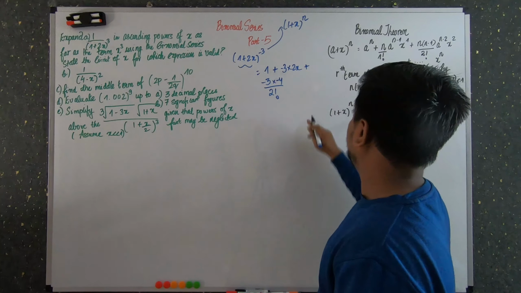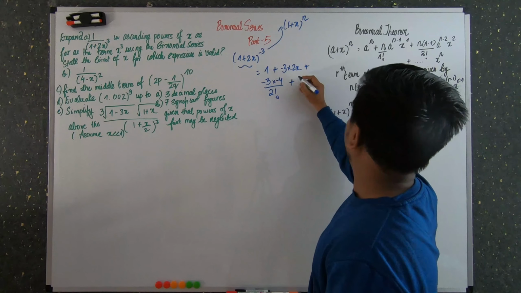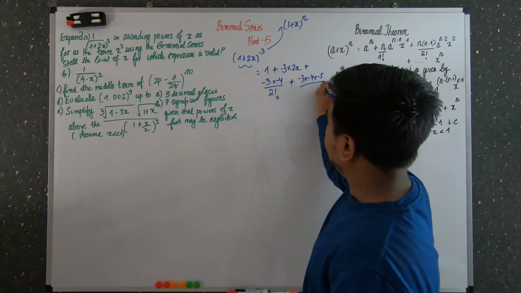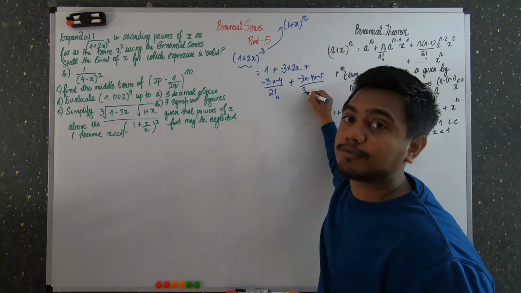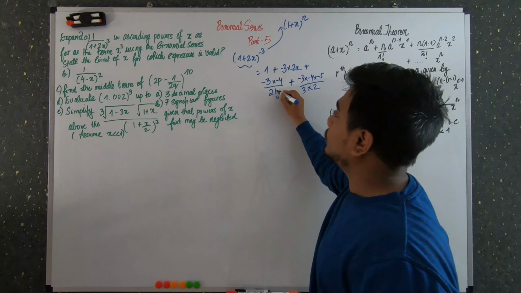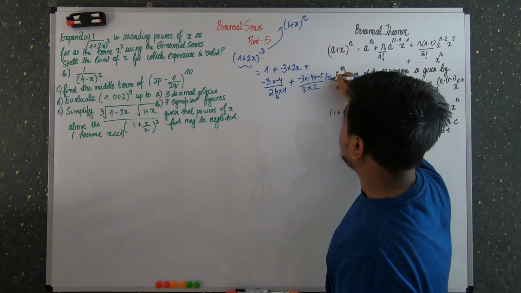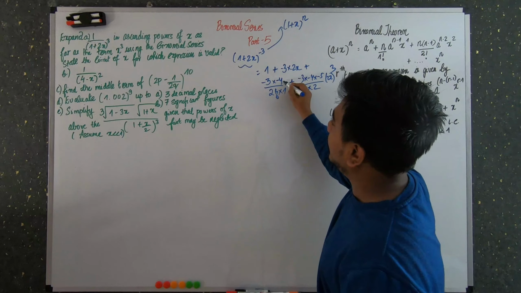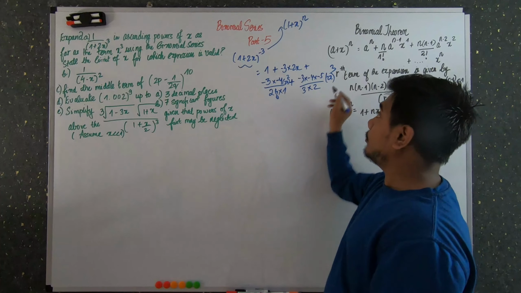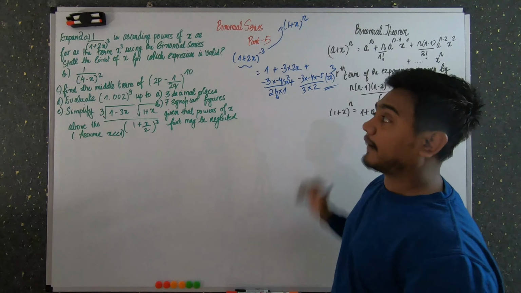Then what else? Into, next term would be what? Minus 3 into minus 4 into minus 5 by 3 factorial. I'm just writing the expansion so I can reduce the steps. So 3 into 2 for the 3 factorial, and for 2 factorial I'm writing 2 into 1, into 2x the whole cube. Here I didn't write the expansion term 2x the whole square, right? So it's already x raised to the whole cube. So till this term we have to find the expansion.